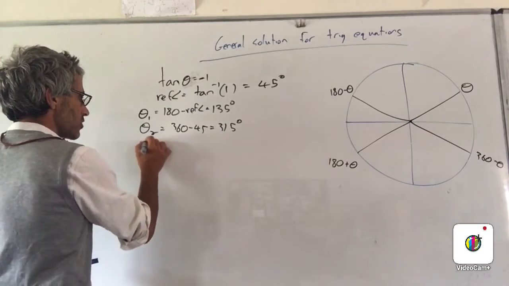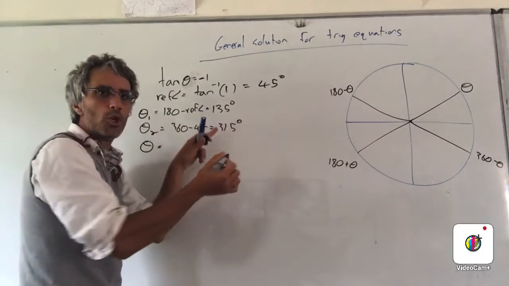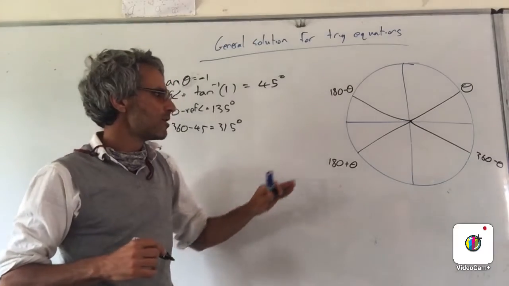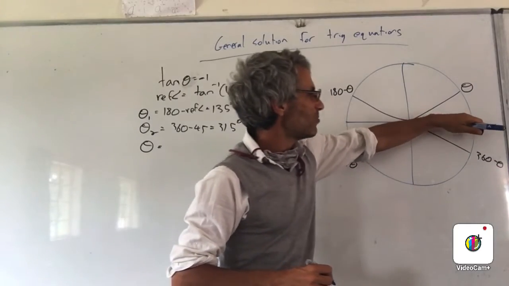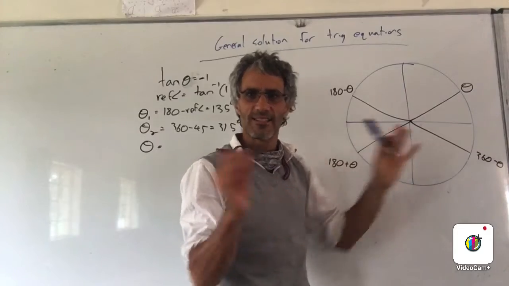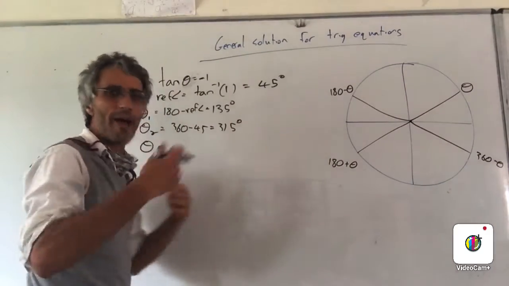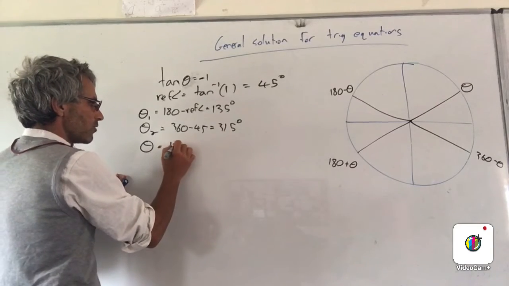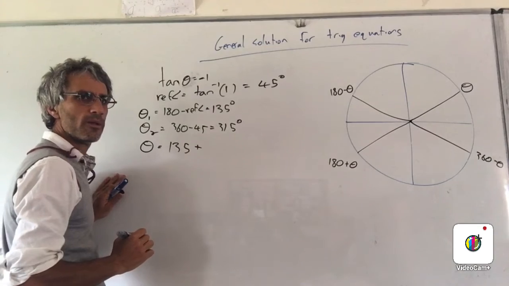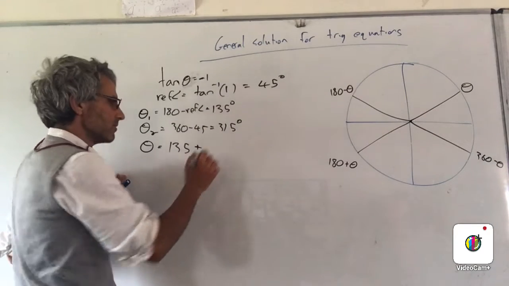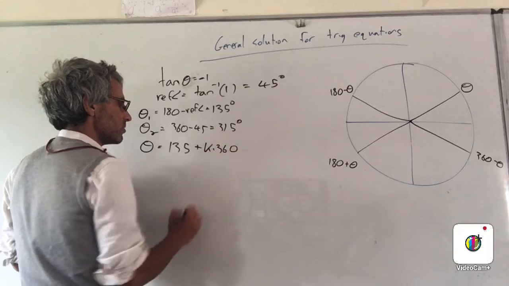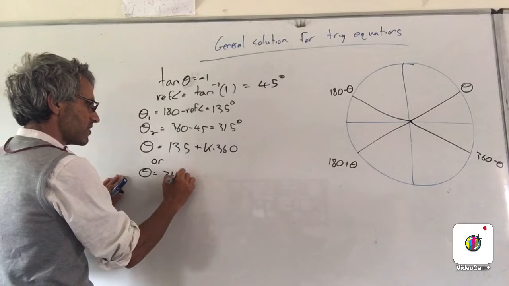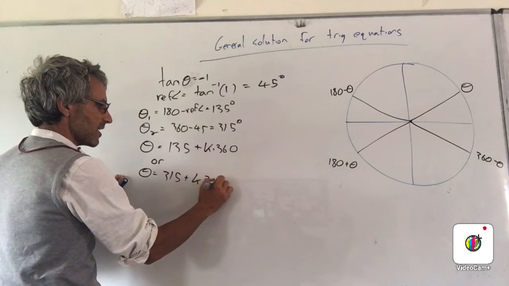We're going to write the general solution. We know these are the two solutions in the interval between 0 and 360. Interval is a mathematical word. But we know we have infinitely more solutions, and we know how to construct them. We're going to use 135, and what are we going to add to it? K times 360. Or we can say theta is equal to 315 plus K times 360.